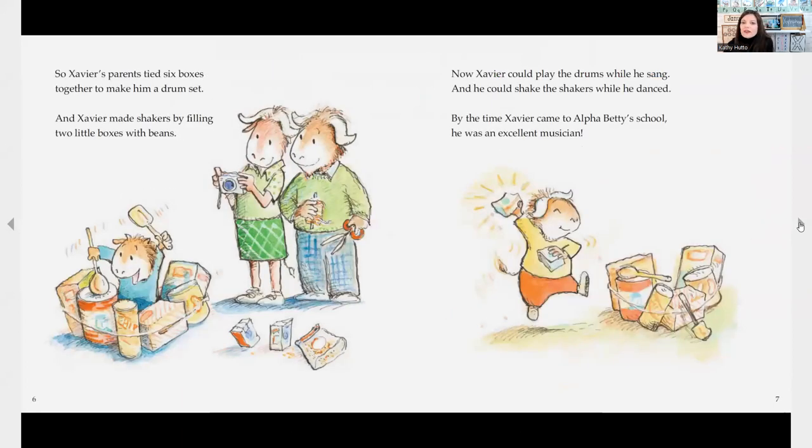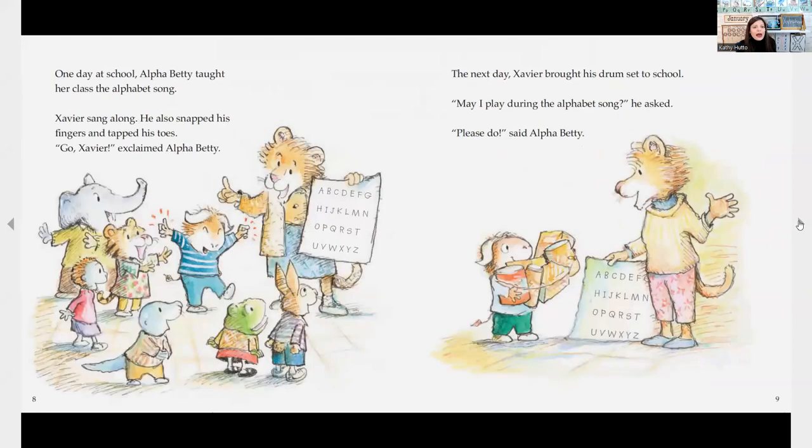Xavier Ox loved to play the drums while he sang, and he could shake the shakers while he danced. By the time Xavier came to Alphabetti School, he was an excellent musician. His parents tied six boxes together to make him a drum set. One day at school, Alphabetti taught her class the alphabet song. Xavier sang along. He also snapped his fingers and tapped his toes. "Go, Xavier!" exclaimed Alphabetti. The next day, Xavier brought his drum set to school.